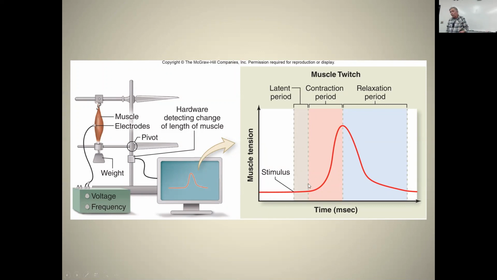There's a latent period where you don't see any contraction. This is the muscle tension here, which is force. There isn't any force in that latent period because it takes time for the action potential to travel down the T tubules to open up the calcium ion channels for the calcium to come in and bind to troponin, moving tropomyosin out of the way from myosin. Then you get a contraction period and force generation, and then a relaxation period, and it goes back to normal. So that's a muscle twitch, with muscle tension or force on the y-axis and time on the x-axis.